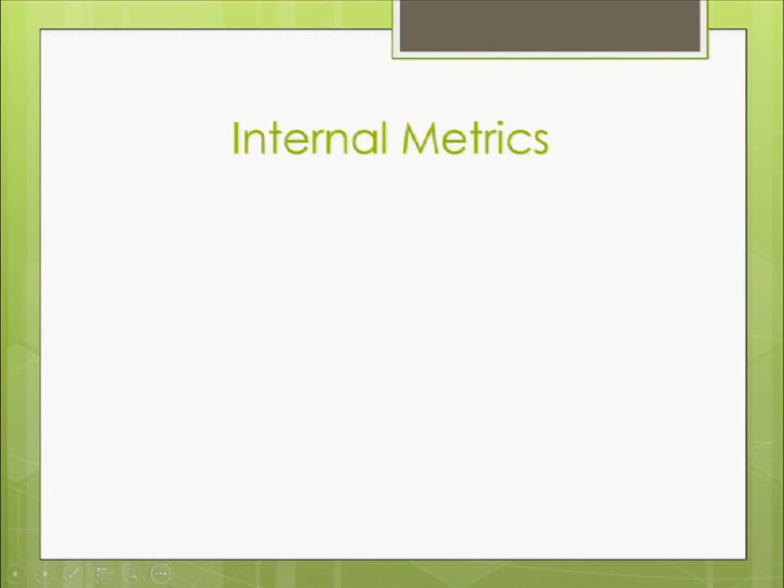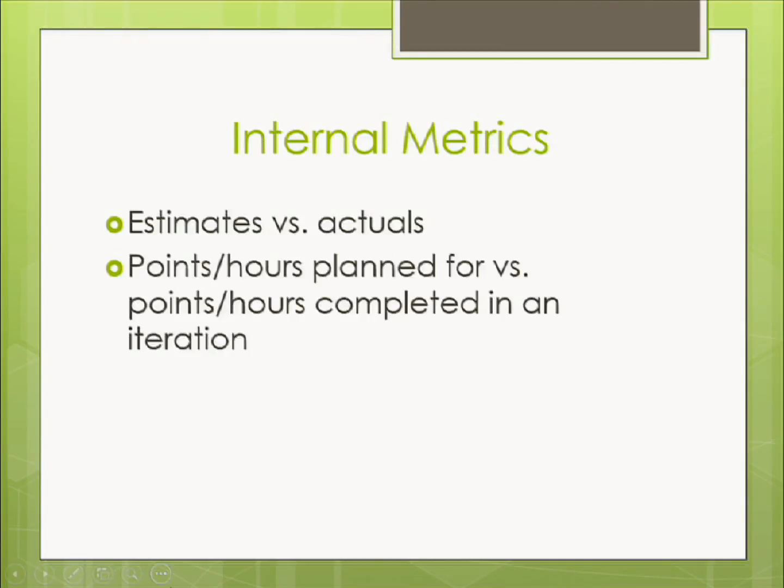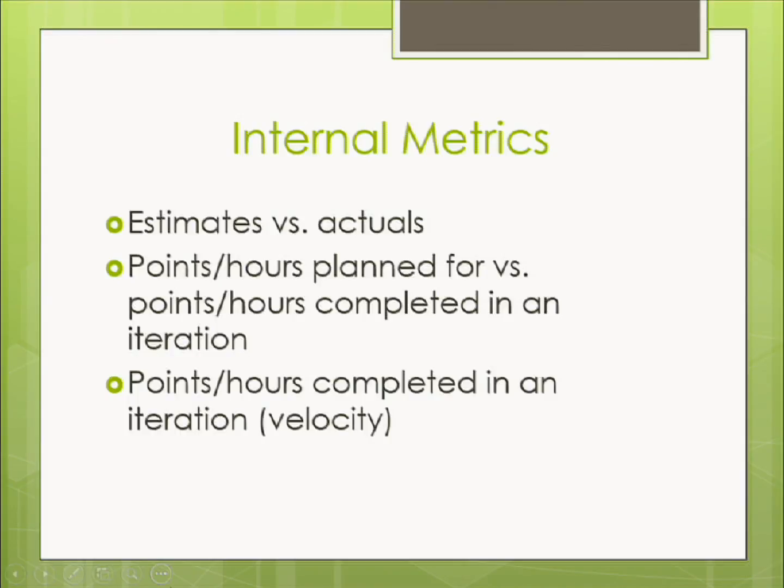So there are different kinds of metrics. There are internal metrics and external metrics. Internal metrics are things that I'm going to track to help me plan and estimate, but I'm not going to share them outside the team. For example, estimates versus actuals. We already talked about this. Points and hours that we planned for versus the points and hours that we actually completed in an iteration. So this is like estimates versus actuals, but for the whole iteration, for the whole team. Points or hours that we completed in the iteration, so the velocity that we just showed.